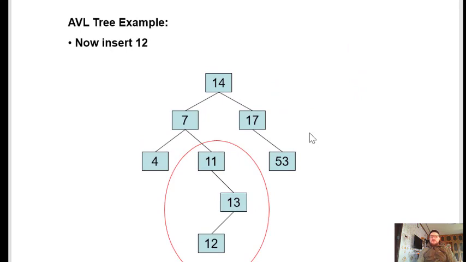Now we insert 12. In this scenario we insert 12, so we get a problem. Why is it a problem? Because the balance factor of 12 is 0. For 13, it is 1 minus 0, that is 1. For 11 it is 0 minus 2, that is negative 2. So 11 is in a problem, because it has negative 2. So this is my A, this is my B and C, and I'm seeing B is on the right of it and C is on the left of it. So it is RL rotation.